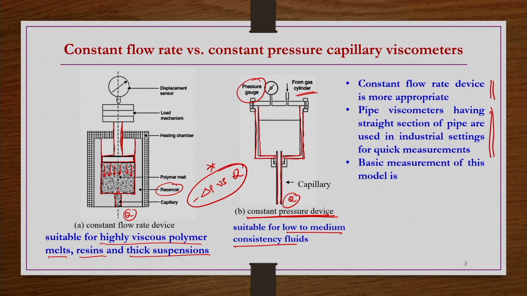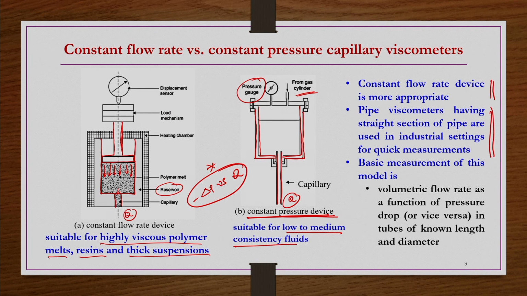So, if it is required, you can have pipe viscometers inline in your process flow situations. And whether it is a constant flow or constant pressure device you operate, ultimately what you get is volumetric flow versus pressure drop, or vice versa, data for different lengths and diameters of the pipes. That you convert into shear stress and shear rate, and then you plot them and get the rheology of the fluid.